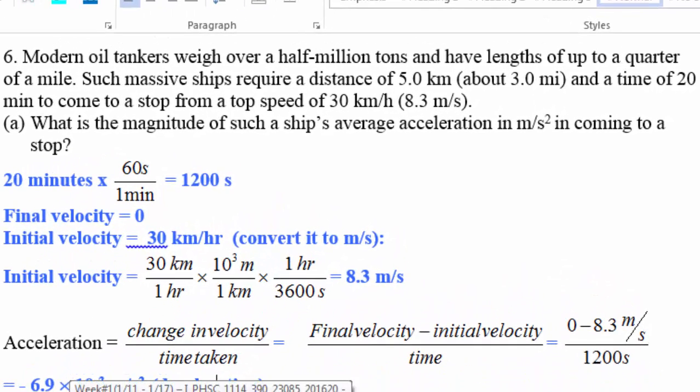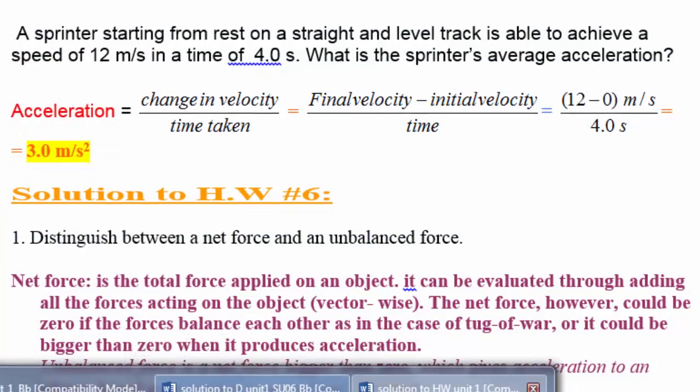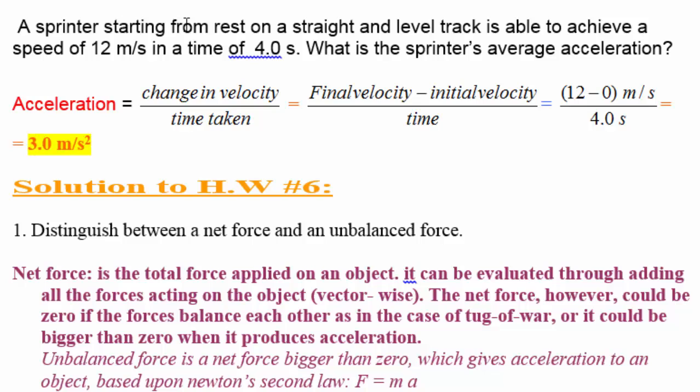A question in the homework, similar to this one here, or a little bit different, is about a sprinter who starts from rest and is able to achieve a speed of 12 meters per second. So he went from 0 speed to 12 meters per second in 4 seconds. What is the sprinter's average acceleration? And 12 meters per second is very close to 27 miles per hour. Actually, 1 meter per second is equivalent to around 2.24 miles per hour.